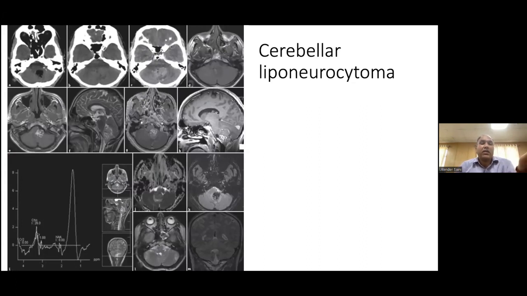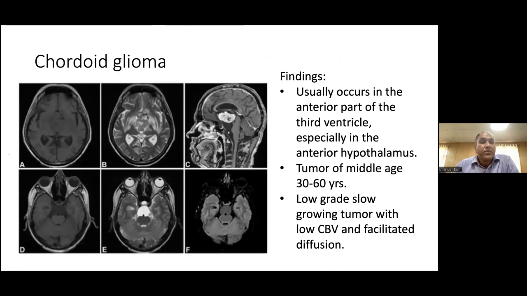So there are many ways to characterize the lesions: the presence of hemorrhage, the presence of calcification, and the presence of fat within them.